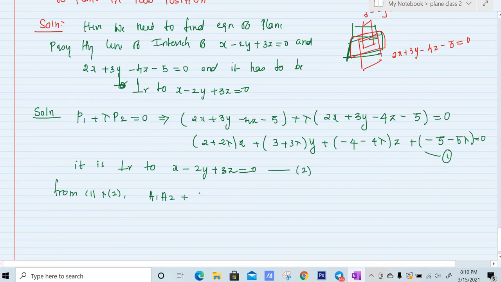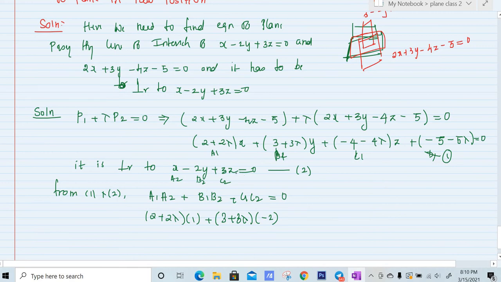A1 A2, same problem, right? A1 A2 plus B1 B2 plus C1 C2 is equal to 0. That means (2 plus 2 lambda) into 1 plus (3 plus 3 lambda) into minus 2. This is A1, B1, C1, D1. This is A2, B2, C2. So this plane is passing through the origin. That is why we don't have a D term here. So we will have minus 4 lambda into 3 is equal to 0.